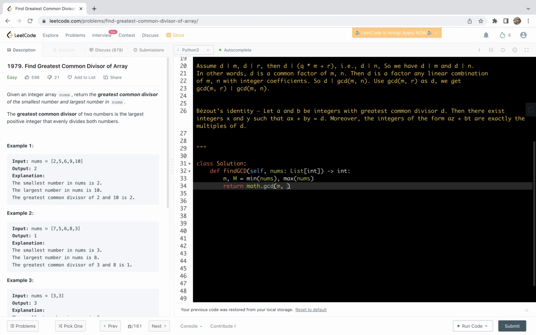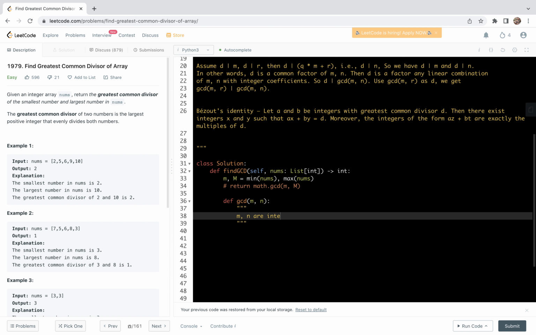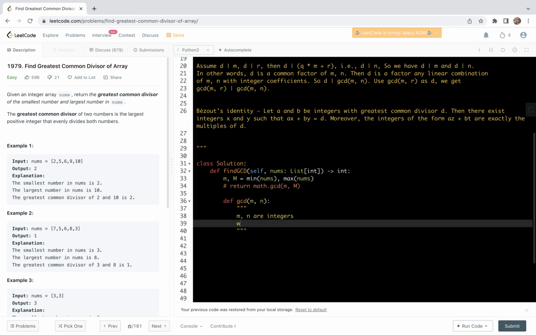So let me comment this out. So here I'm going to write a GCD function, right? GCD for given m and n. I'm going to write with some generality, so I'm going to assume m and n are integers. So it can be negative, right? Also can be 0, right? But we return the positive one, the positive GCD.